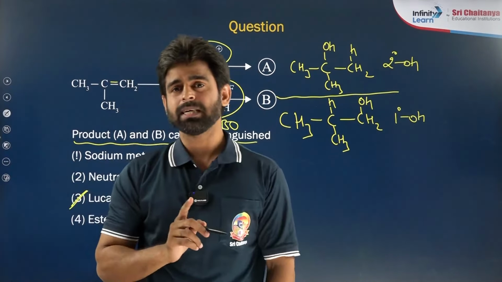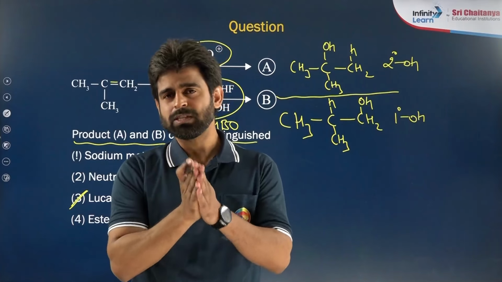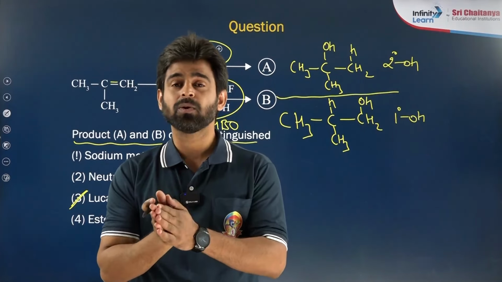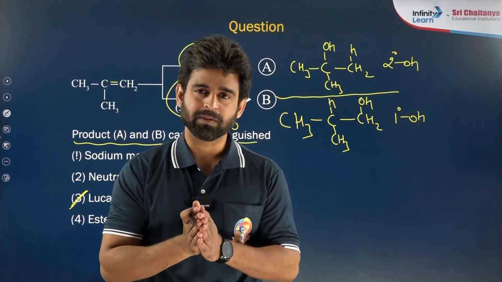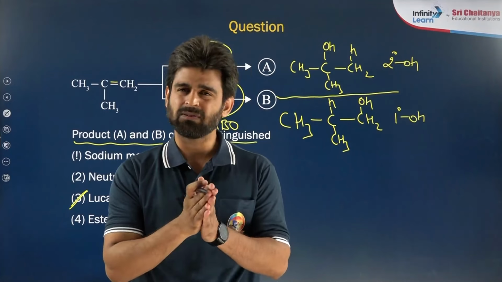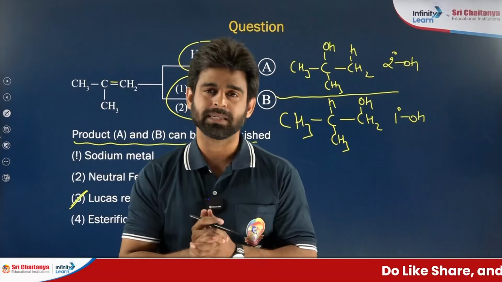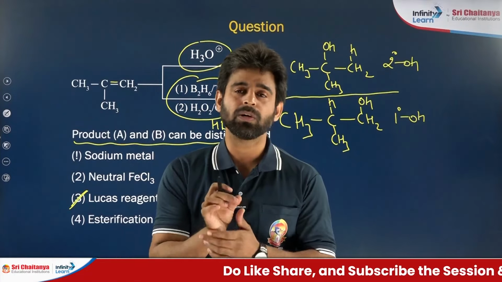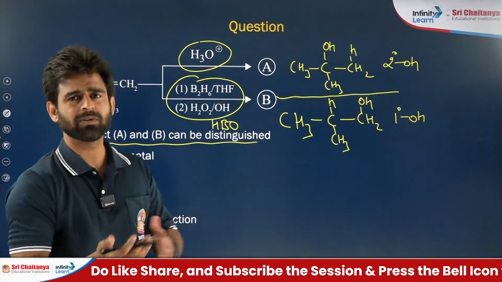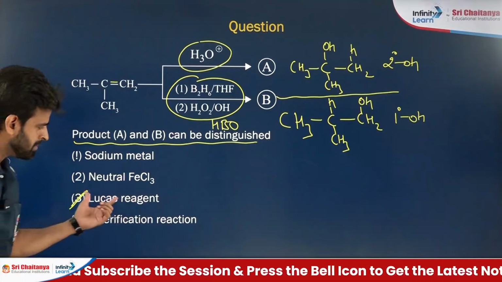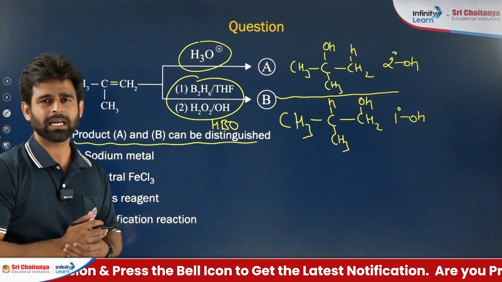With Lucas reagent, tertiary alcohol gives instant turbidity, whereas secondary alcohol takes 5 to 30 minutes, a little slow, and primary alcohol will not give turbidity. It will give turbidity only on heating, right? So Lucas test is a very good test to distinguish primary, secondary, tertiary alcohol, right?